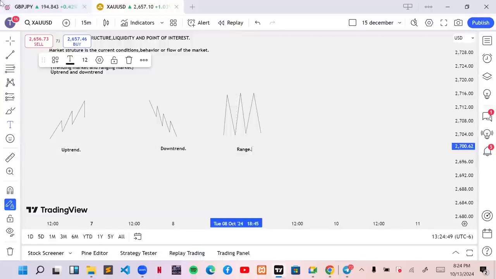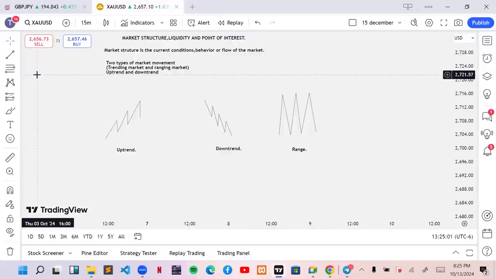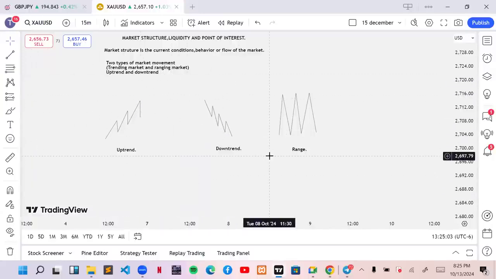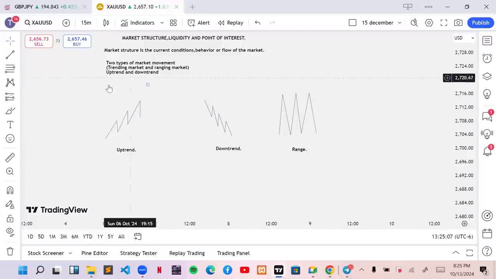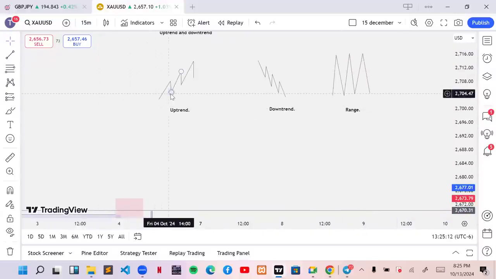So these are the three market movement types: the uptrend, the downtrend, and the range. When the market is approaching a particular point, there's always a particular pattern that it follows. It's either in an uptrend, a downtrend, or in a range. It moves similar to these three types of market movements. So this is an uptrend, this is a downtrend, and this is a range.